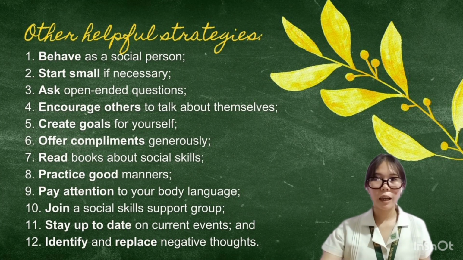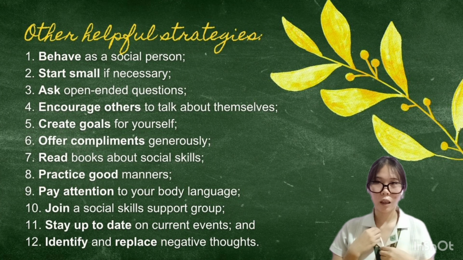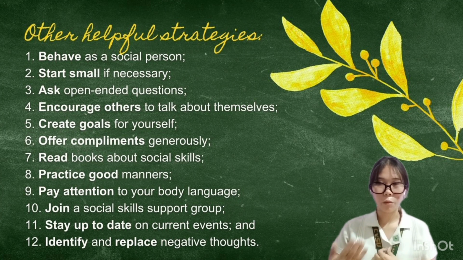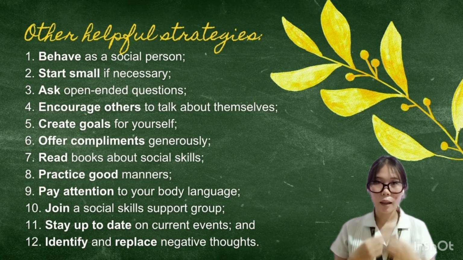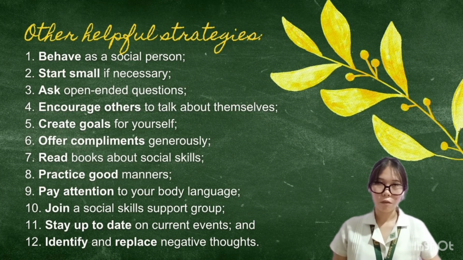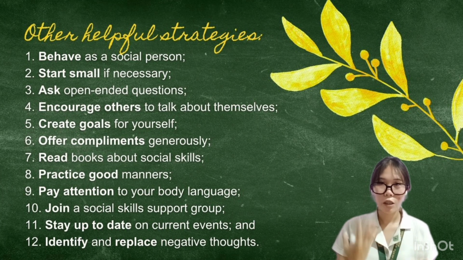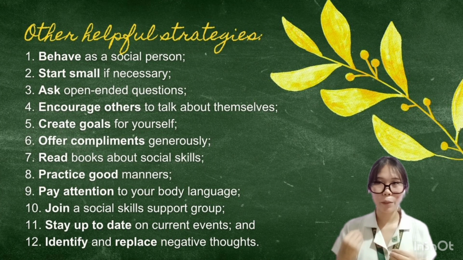Number ten is join a social skills support group. We really have to connect with others who are working on similar goals that we have. Number eleven is stay up to date on current events. Of course, we really have to be updated at all times. So have topics for conversation and show awareness. Number twelve, lastly, is identify and replace negative thoughts. Challenge self-defeating beliefs about social interactions.